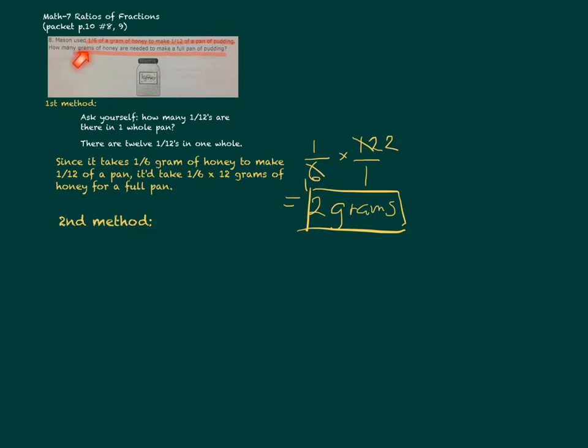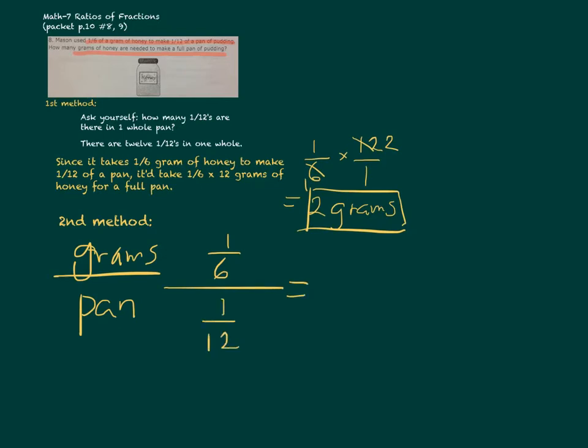Okay, we go back to the question here. How many grams of honey are needed to make a full pan of pudding? Okay, so we set up this complex fraction like this. You need to use grams divided by pan. Okay, so grams here is grams of honey. So you use 1/6 over 1/12.